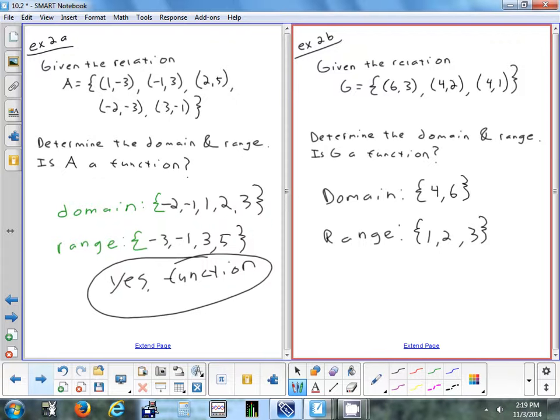No. Not a function. Spencer, why not? It's not a function because it repeats the number 4. The number 4 is repeated. Perfect. Yep.